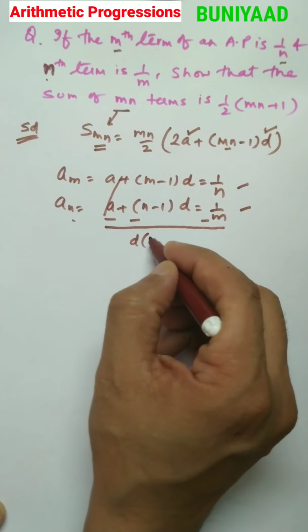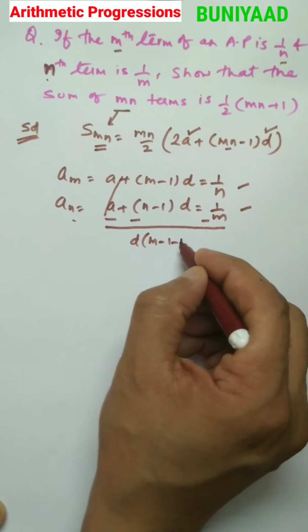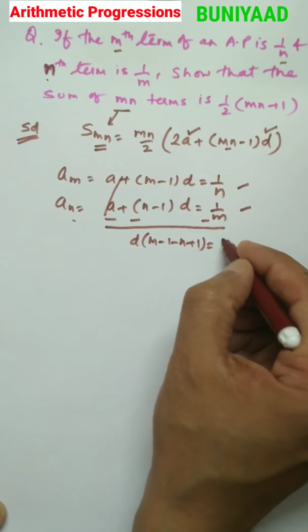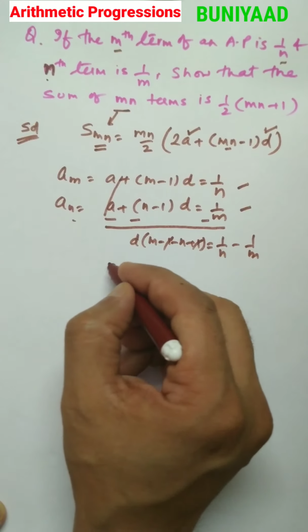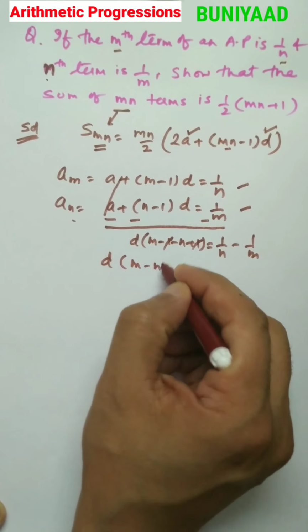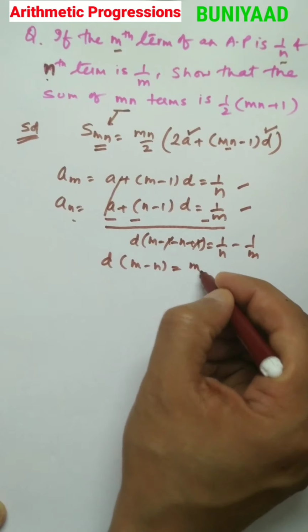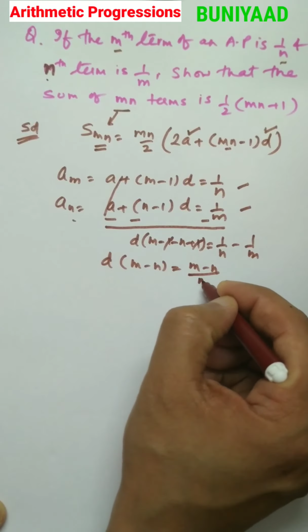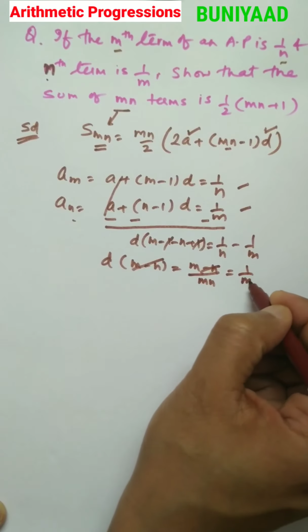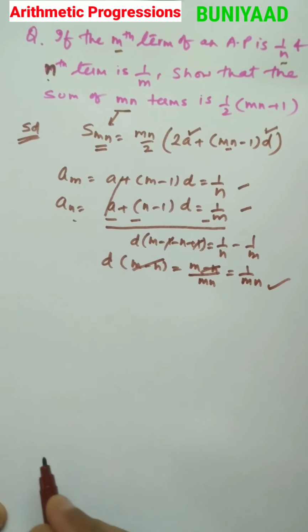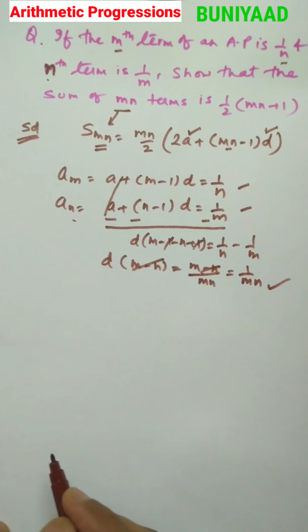d common, m minus 1 minus n plus 1, 1 by n, 1 by m. 1 got cancelled. Now this is d. m minus n equals to LCM. m minus mn is LCM. m minus n is there. It got cancelled. You have the value of d. What is the value of d? It's 1 by mn.